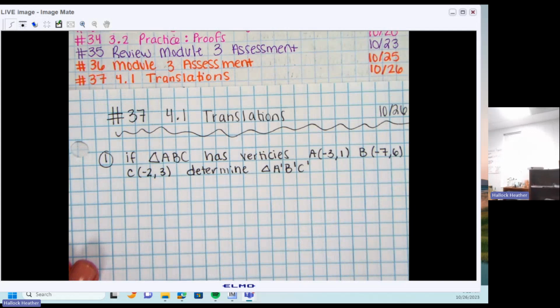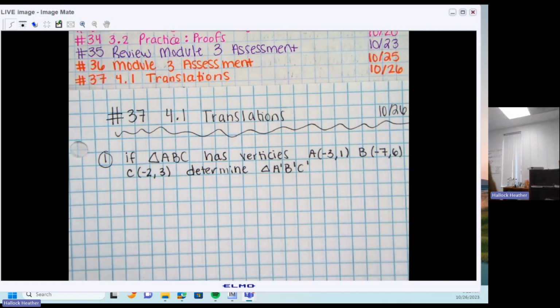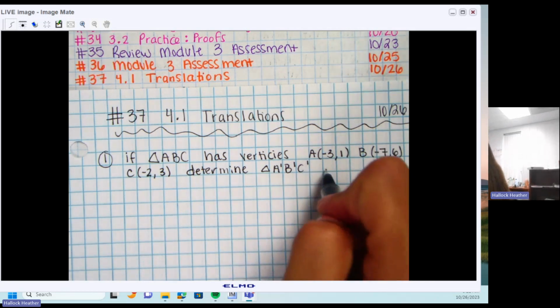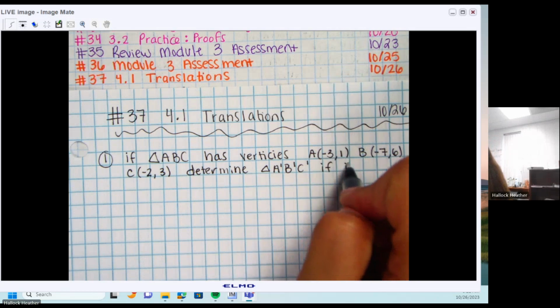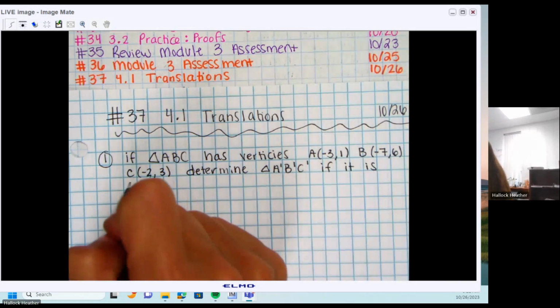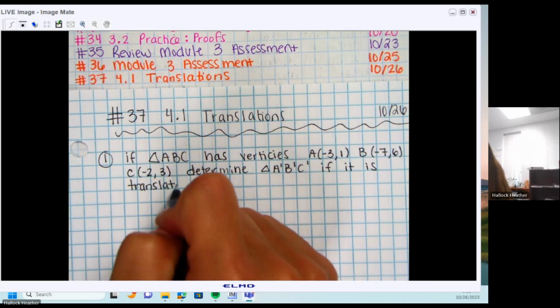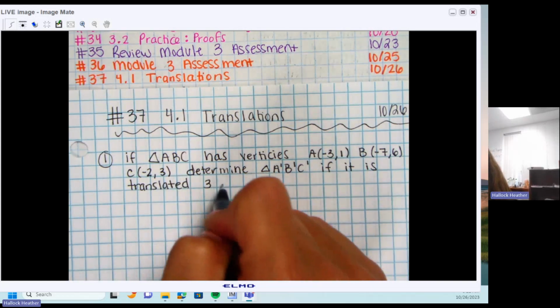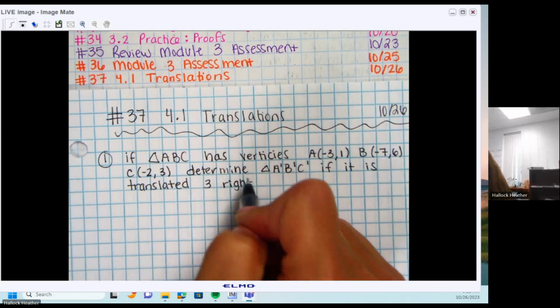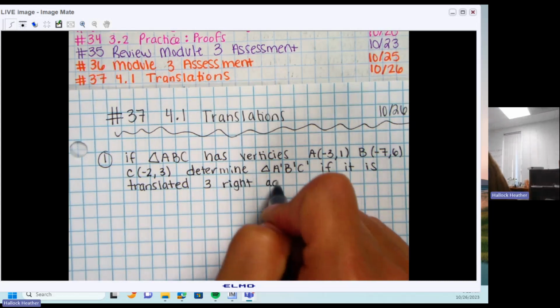Prime looks like a little exponent of 1, but that's just how you label it. So triangle A prime, B prime, and C prime, if it is translated three right and down 5. Oh, I spelled "and" wrong.